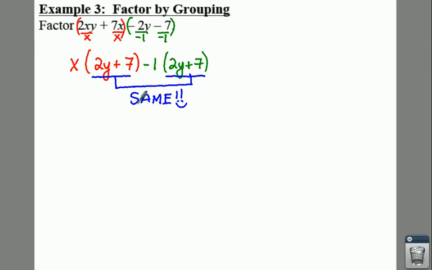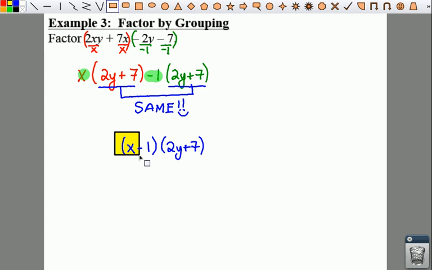So for your final answer, you have one more step to go. You take whatever's on the outside, x and a minus 1. If we group those 2 together, we're going to put that in one set of parentheses, x minus 1. And then if you take just one of these sets of parentheses, you get a 2y plus 7. That would be your final solution.